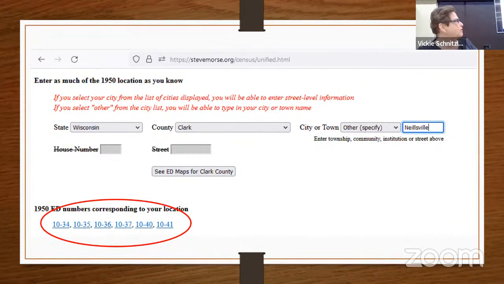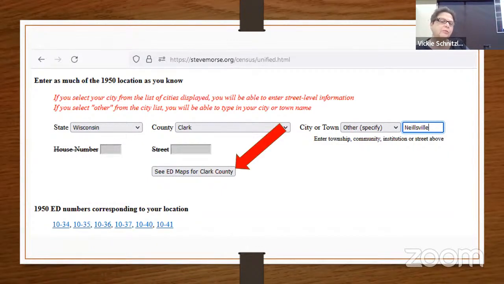It's only about 11, 12 miles away from where my parents lived. As soon as I put in Neillsville, you notice down in that bottom left-hand corner, there are 6 different enumeration districts that popped up right over here. So what that is telling me is if I want to, I can go through all 6 enumeration districts to try and find somebody if they were living in Neillsville. Or I'm going to try looking for my family though. So next slide.